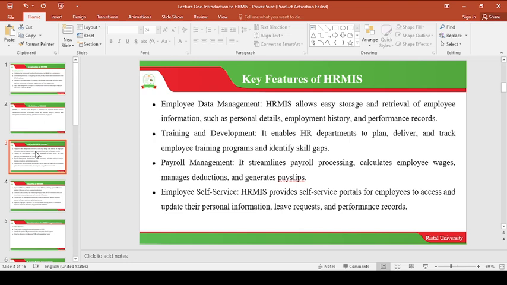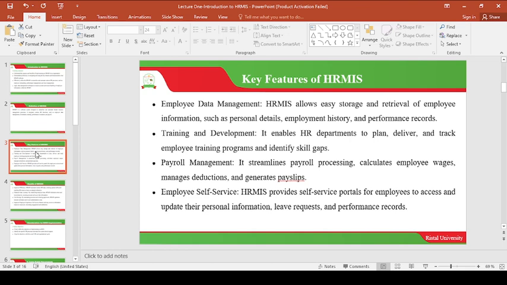The next characteristic is employee self-service. That can be in terms of an employee portal whereby an employee can easily log into his or her account and even update some of his information. So this allows employees not necessarily to visit the HR office all the time. It is one of the tools which can also help in empowering employees.